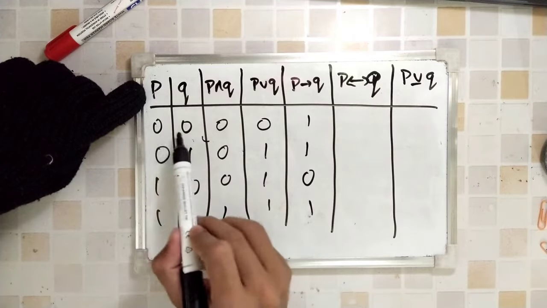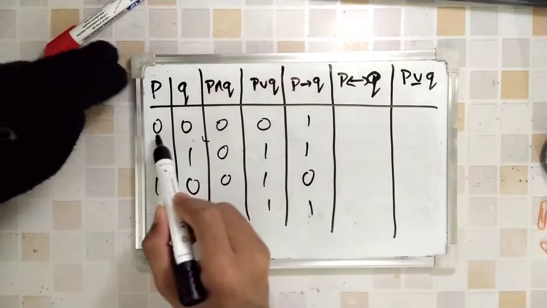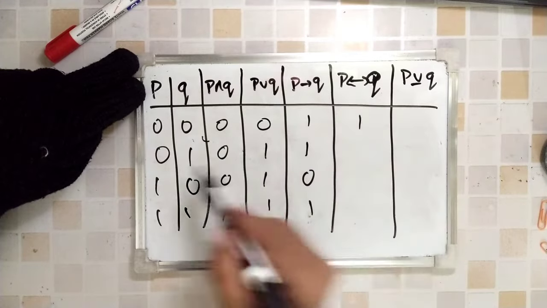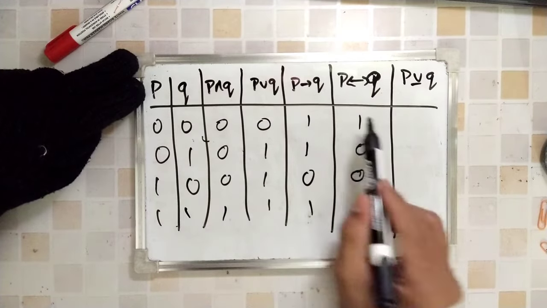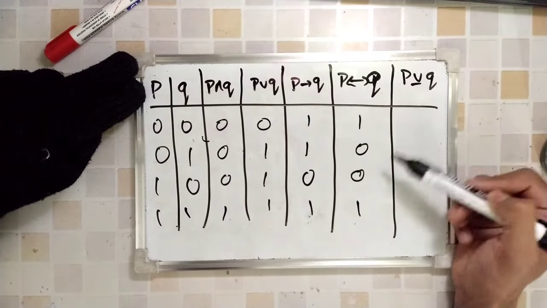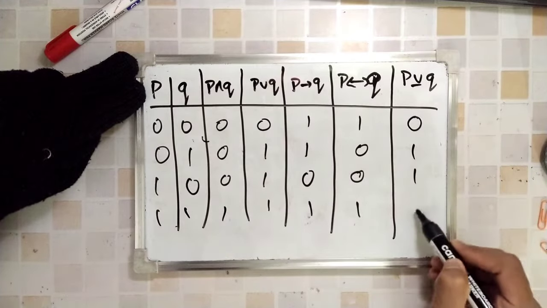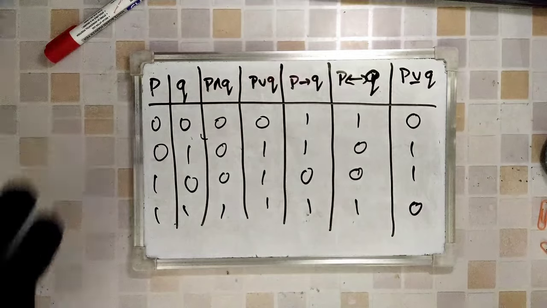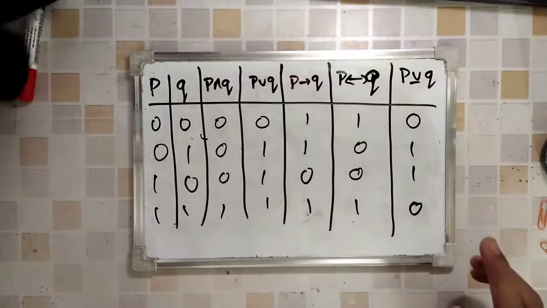Biconditional means what? It should be the same, right? Both the things should be the same. If both are the same, it will be 1, or else it is 0. Here both are 1, so 1, both are 0, so 1. Exclusive disjunction is nothing but the opposite of this. If both are the same, it is 0. If both are different, it is 1. If it is the same, then 0. If it is different, then you have 1.